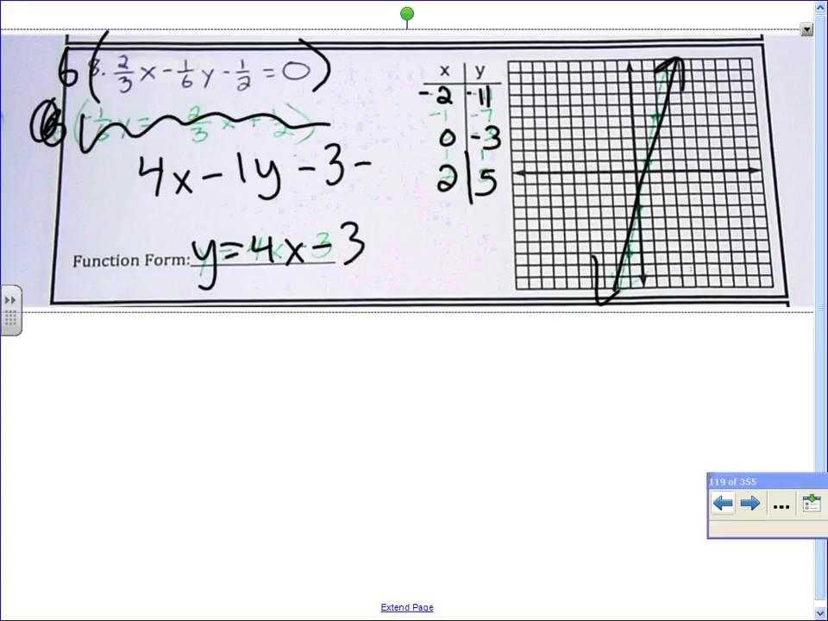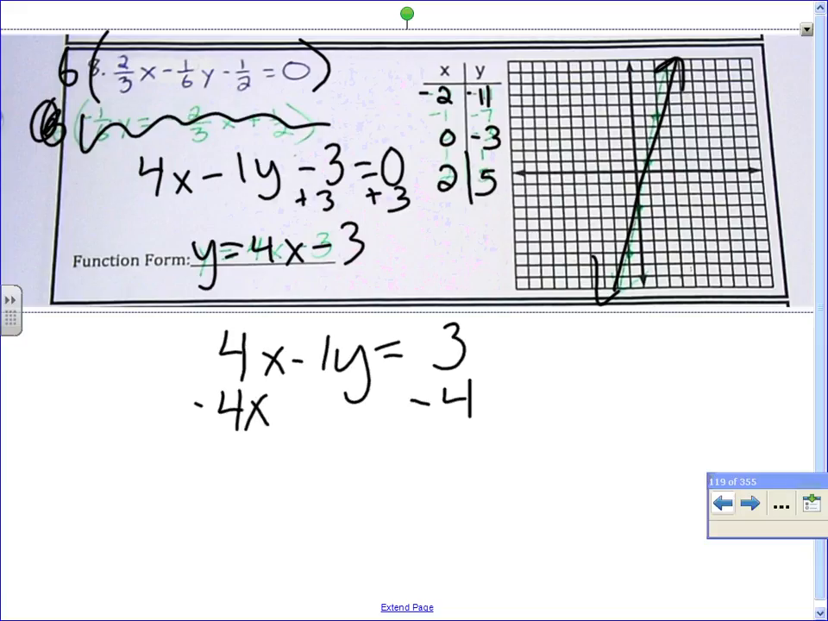And then all you need to do is add the 3 to both sides. 6 times negative 1/2. You okay? You want me to keep going? So you have 4x minus 1y equals 0 plus 3 is 3. And then minus 4x on both sides. And then we get negative 1y equals negative 4x plus 3. And then divide everything by negative 1. And that's how you get y equals 4x minus 3. Okay, Mary?